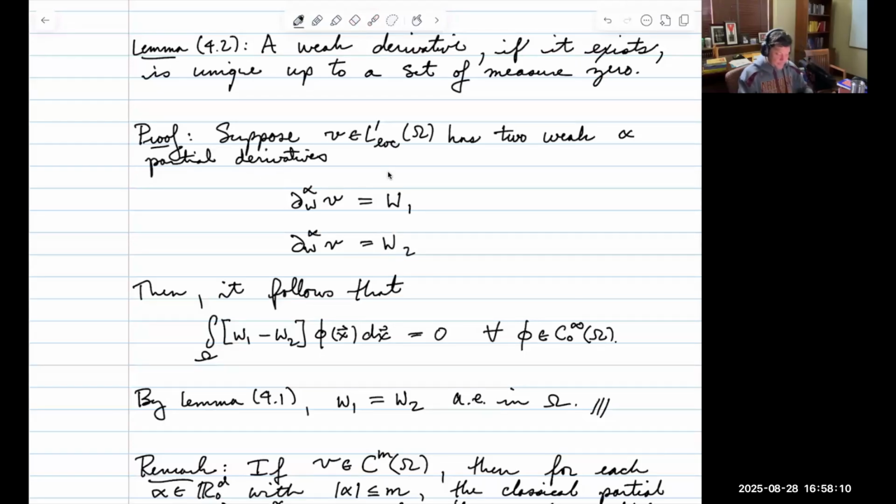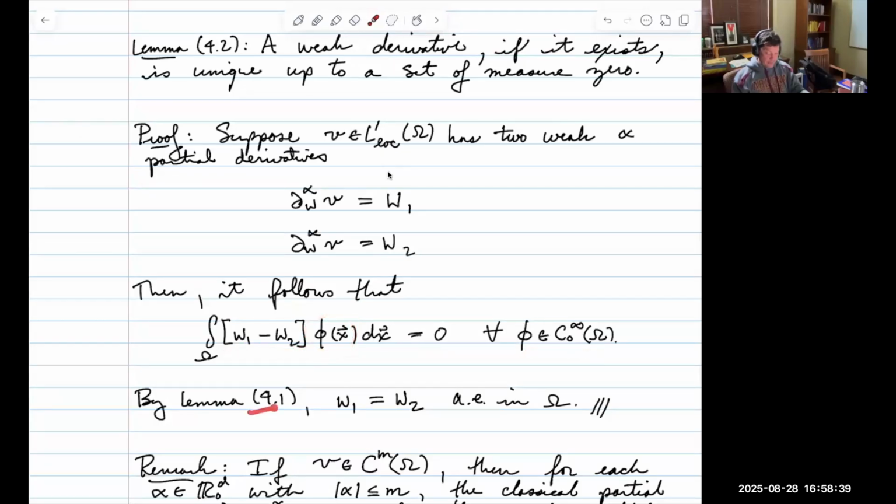w1, w2, because I used w for weak derivative previously. All right, so the integral of w1 minus w2 against the same test function phi has to integrate to 0. But my little lemma said that anytime you have an L1 loc function, and if I add L1 loc functions together, I get another L1 loc function. It's pretty easy to show that. So this is an L1 loc function, and this is a test function in C0 infinity.